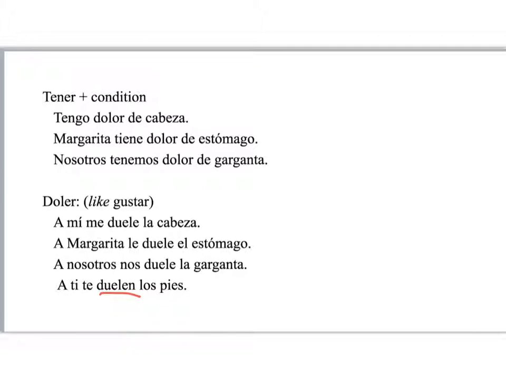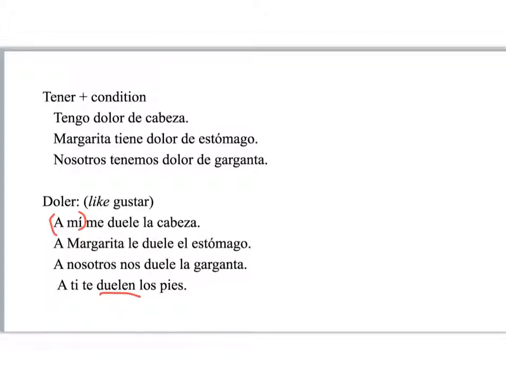So let's look at these examples. A mí me duele la cabeza. Of course, a mí is really for emphasis here because me can only refer to me. So it's basically my head hurts me. A Margarita le duele el estómago. So the thing causing Margarita the pain is el estómago. A nosotros nos duele la garganta. La garganta is what's hurting us. And in the last example, a ti te duelen los pies. Feet, plural, causes the plural verb, and that's what's causing you pain.